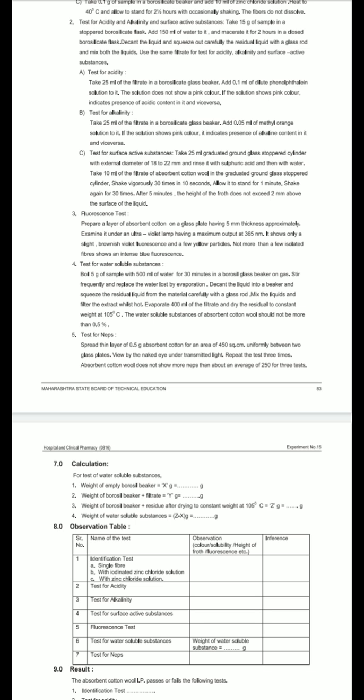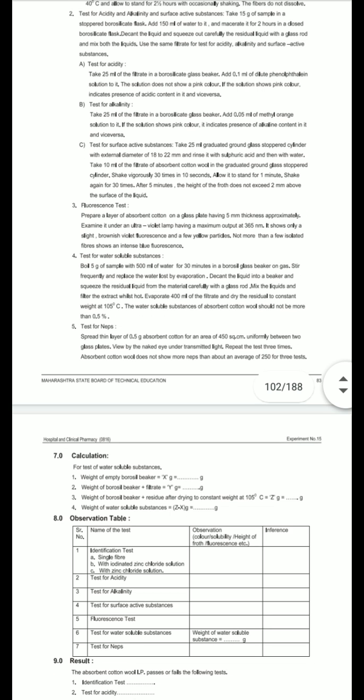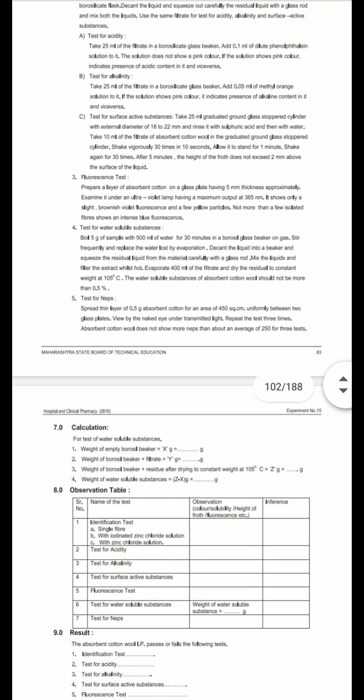After 5 minutes, the height of the foam does not exceed 2 mm above the surface of the liquid. Then next is the fluorescence test.